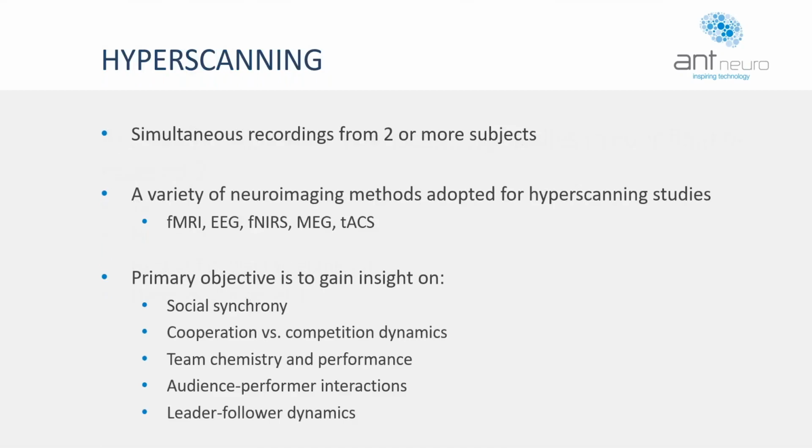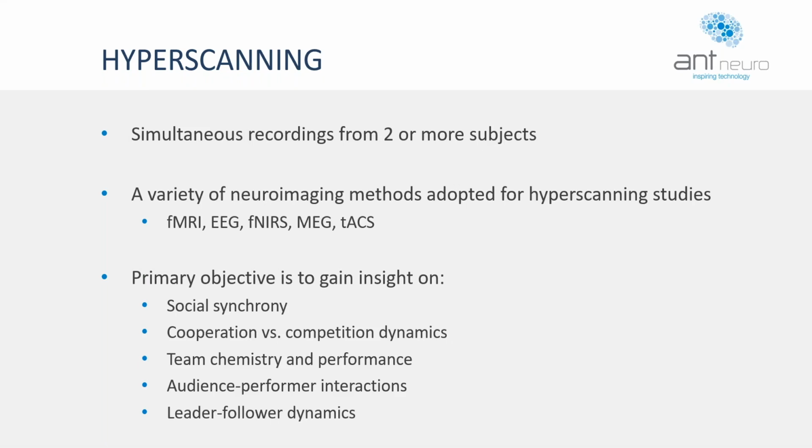So hyperscanning by definition is when you're doing simultaneous recordings from two or more subjects. There is a variety of neuroimaging methods that have been employed for hyperscanning studies, right? So fMRI being one of them, EEG being one of them, fNIRS studies are really popular in this domain.